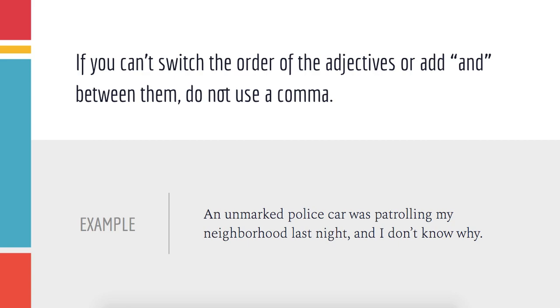Let's look at this sentence. An unmarked police car was patrolling my neighborhood last night, and I don't know why. In this sentence, unmarked and police are both adjectives describing car. But look at them. It wouldn't make sense to switch the order. It wouldn't make sense to say, a police unmarked car was patrolling my neighborhood. That doesn't make sense. No one would say that. Also, we couldn't say an unmarked and police car. That makes it sound like two cars are patrolling the neighborhood, right? And so since neither of those work, we know that they are not coordinate adjectives, and therefore, you guessed it, we don't need a comma between them.